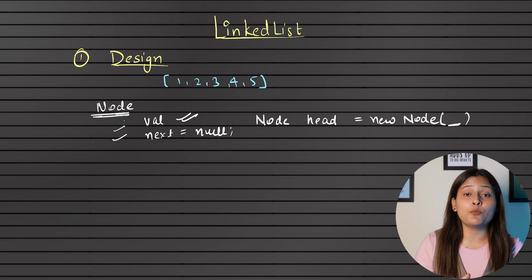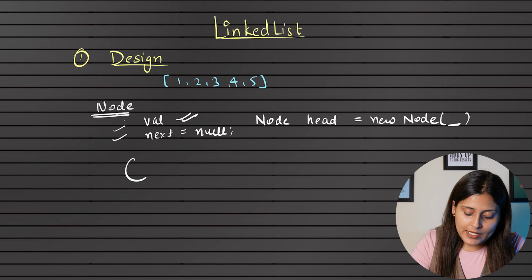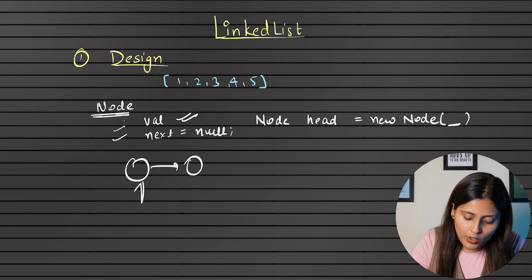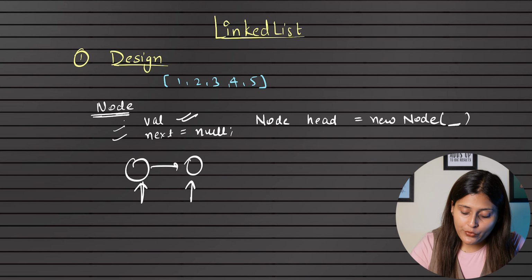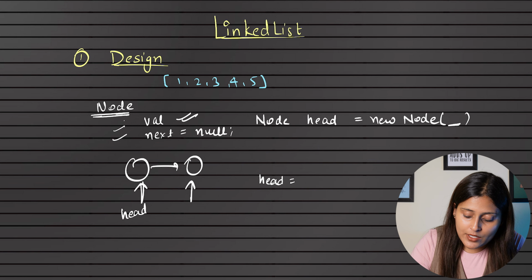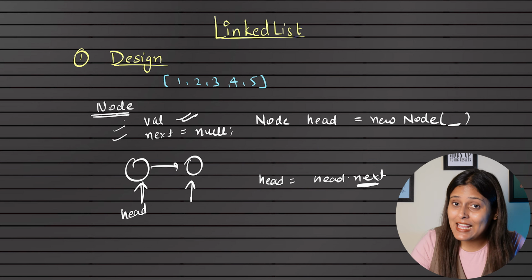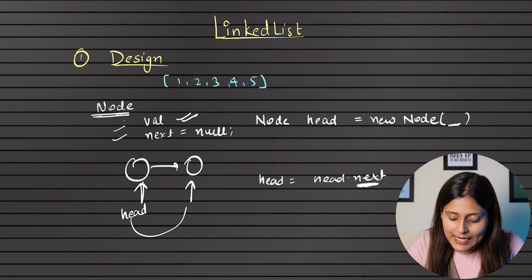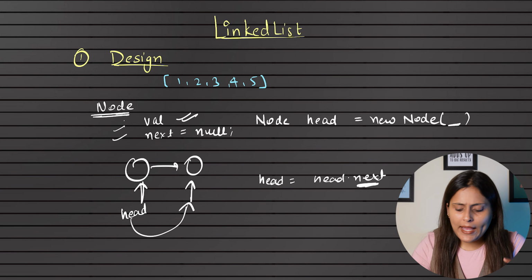And whenever we have to move from one node to another, suppose this is our head pointer, we simply write head is equal to head dot next. Why? Because using this address, we are moving to the next node. So now how can we make it?